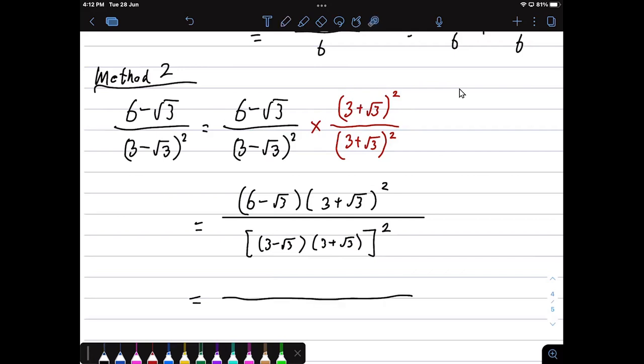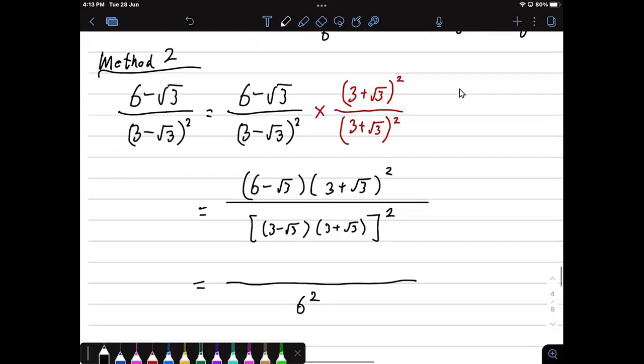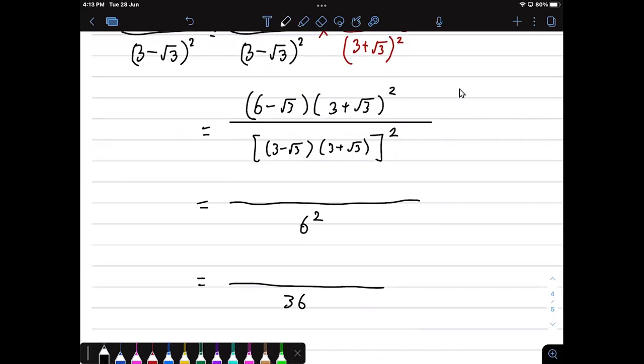But the denominator, what's a minus b times a plus b? A squared minus b squared. So it's really just 3 squared minus root 3 squared, which is 9 minus 3, which gives you a 6. But don't forget that there's a square, so we get 6 squared. Simplify, we get 36. Later we write down the 36. But here, the numerator, we expand. 6 minus root 3 multiplied by a squared plus 2ab plus b squared. So 9 plus 6 root 3 plus 3. Simplify a bit more. 9 plus 3 is 12. 12 plus 6 root 3.